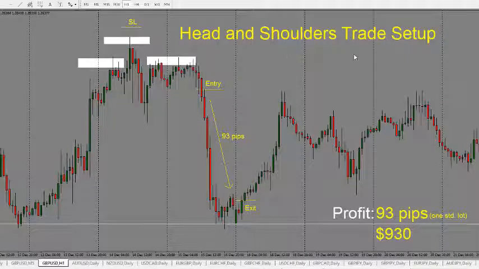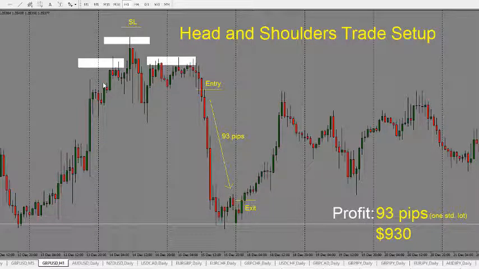We're looking at a head and shoulders trade setup. This is the pound US dollar 1 hour chart. In a head and shoulders trade setup, we have a head, which is our high, which is higher than the two consecutive highs on either side here. So we have the head in the middle, and then we have a left shoulder, and approximately in the same area on the right, we have the right shoulder.